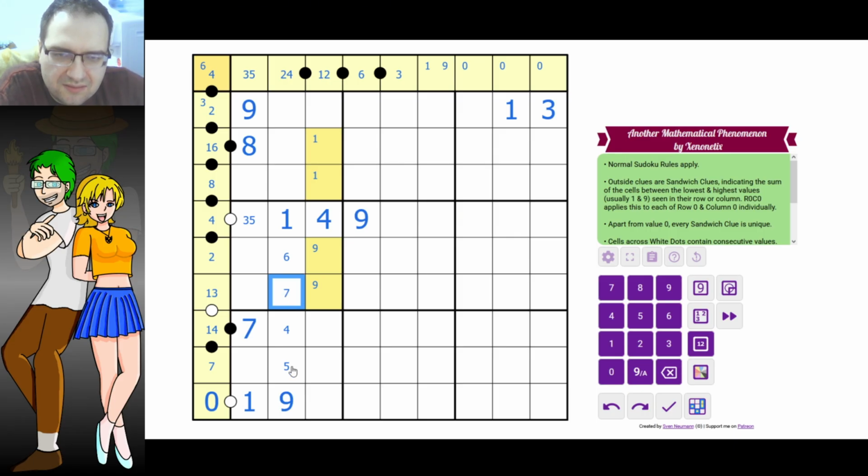7, 8, 9. Oh, that's 22. So 4, 5, 6, and 7. That's 22, so that's still too low. We need 2 more. So we cannot have this be a 9, because this cannot be a number. Let's say this is an 8 and this is a 7.